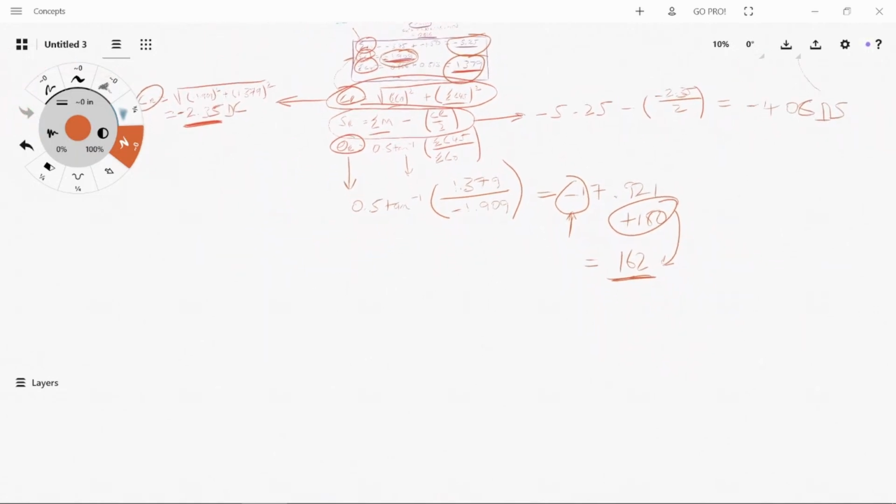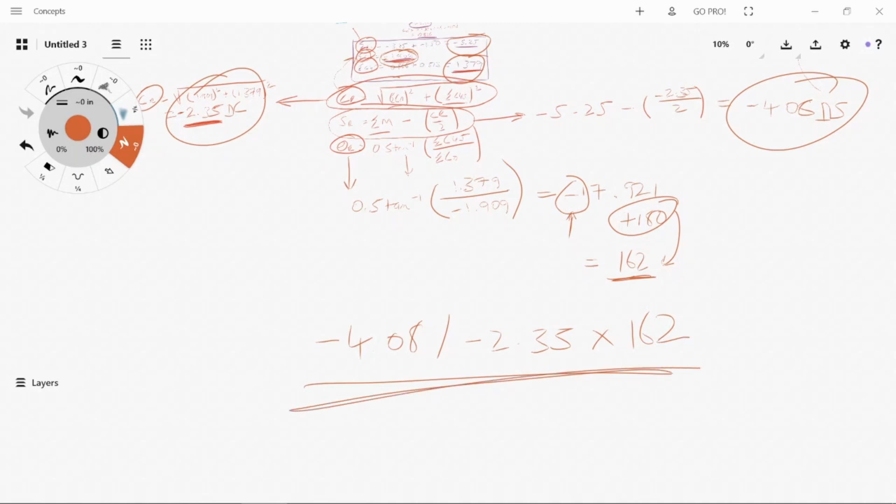So the final prescription for this, the combined astigmatic decomposition complete, is going to be minus 4.08 minus 2.35, so minus 4.08 minus 2.35 at axis 162, and that's the final answer.